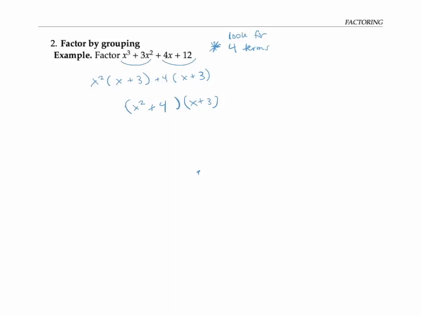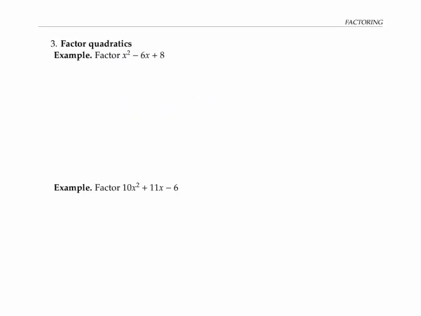You might wonder if we could factor further by factoring the expression x squared plus 4. But in fact, as we'll see later, this expression, which is a sum of 2 squares, x squared plus 2 squared, does not factor any further over the integers.